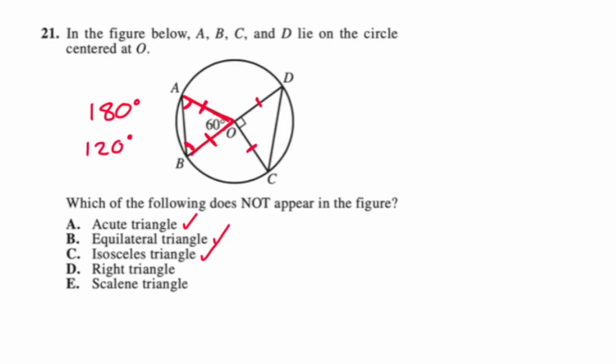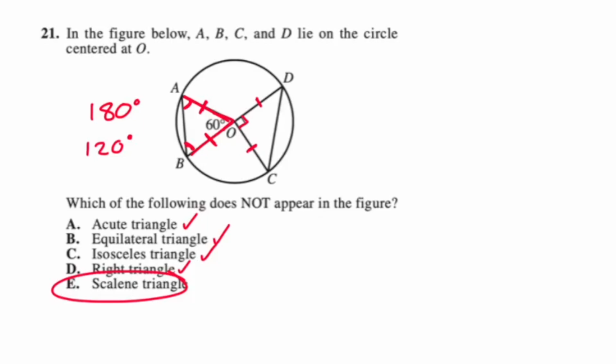A right triangle just has to have a right angle in it, and we see that here at angle DOC. And so the only one left is scalene. So the answer is E. A scalene triangle just means it doesn't have any of the same angles or any of the same side lengths, and we don't see that anywhere in this diagram.